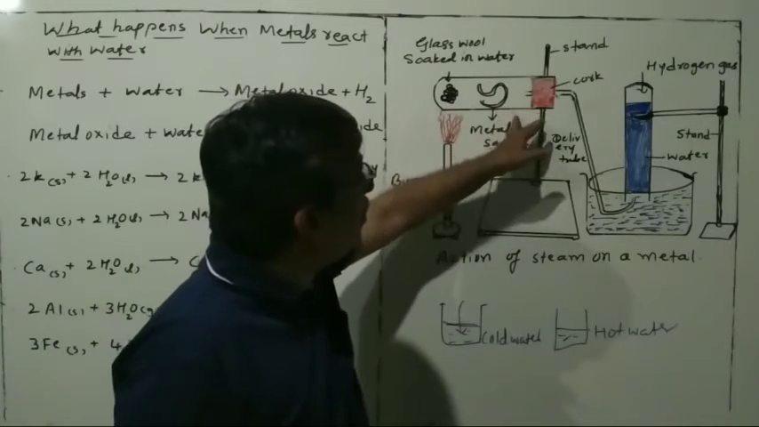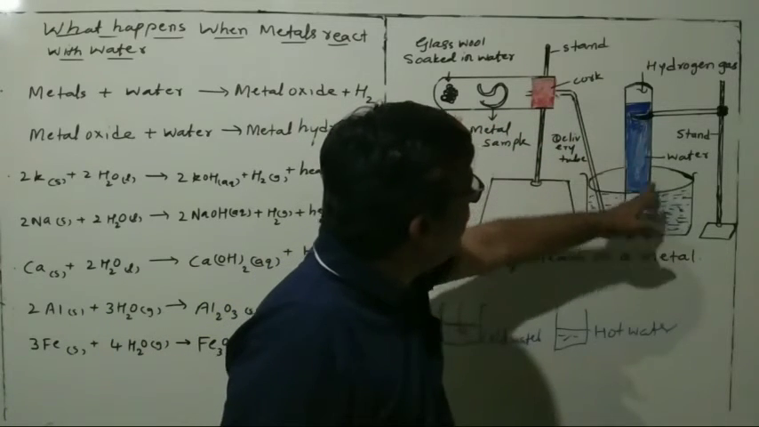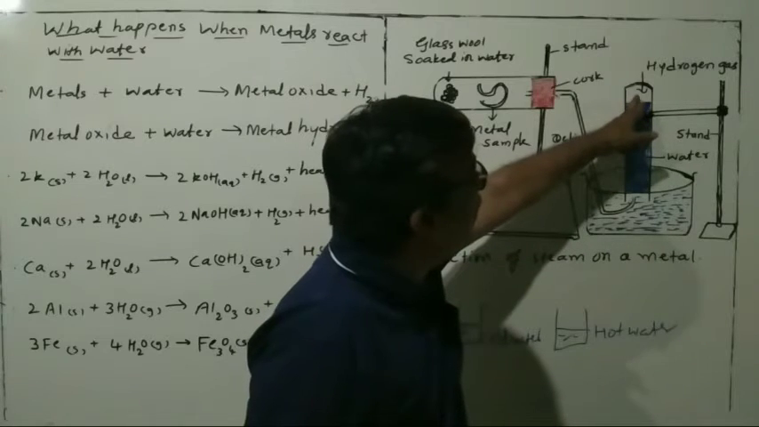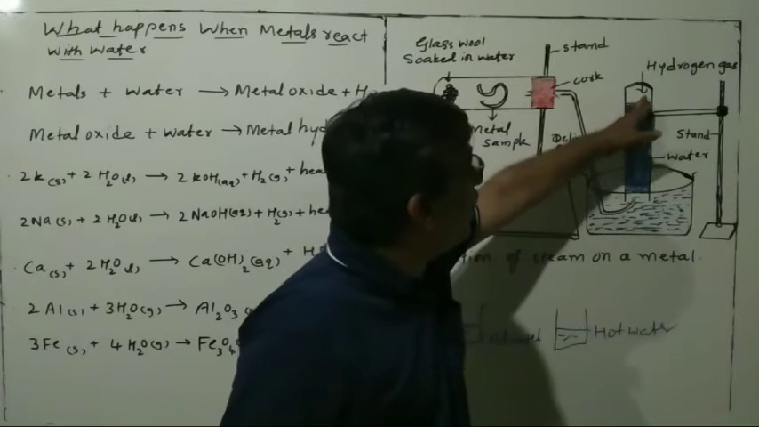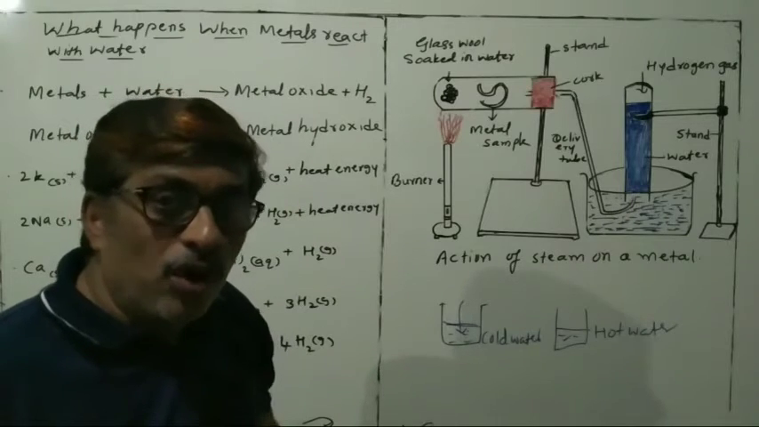So steam reacts with the water. You know that hydrogen gas will be produced here, and this hydrogen gas rises upwards, so here it is connected. What? Hydrogen gas.